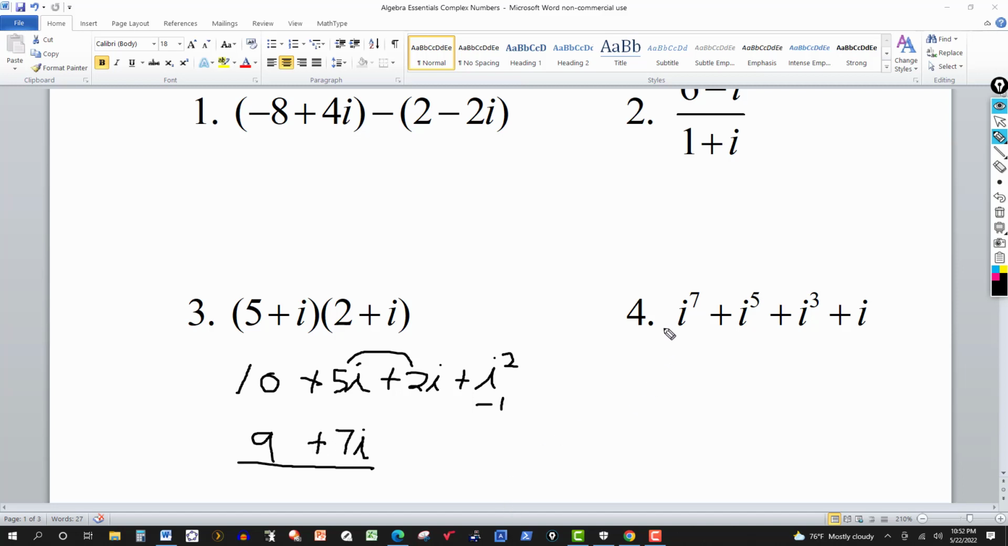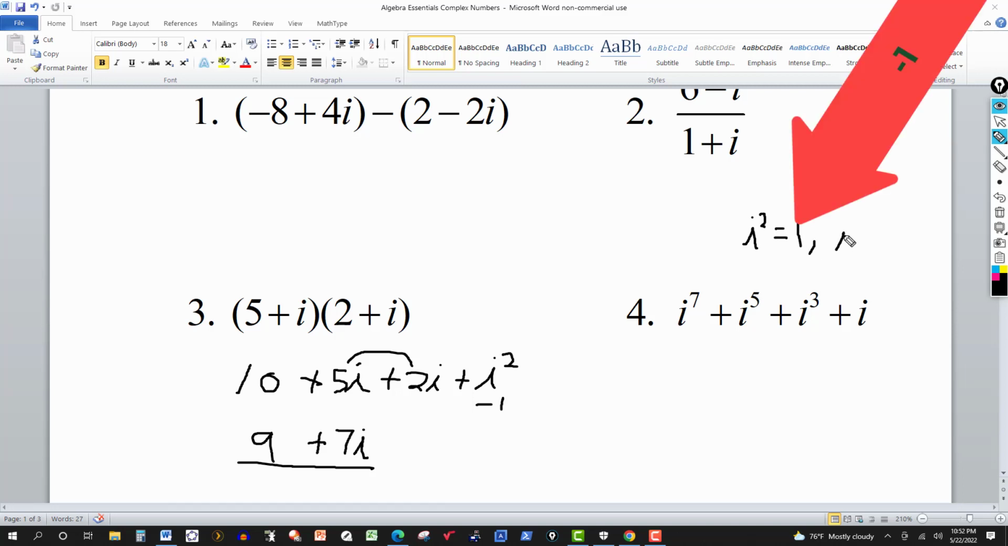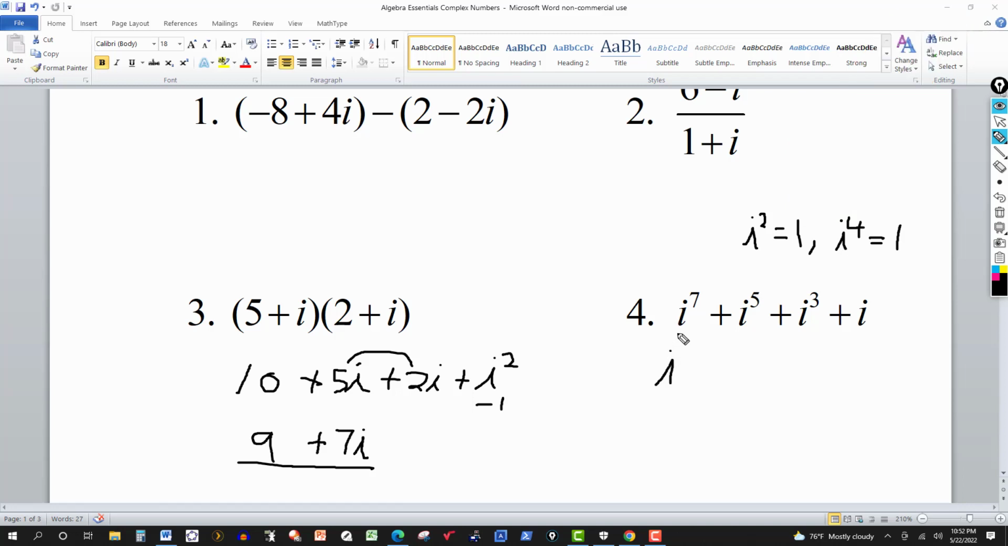And number 4, we just have powers of i. So again, you can use the fact that i squared is negative 1, and use the fact that i to the 4th equals 1. So I can look at this first one and say, okay, let's rewrite this. Several ways to do it, but we can do it this way.